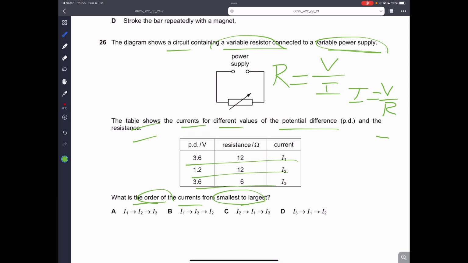I have done the math for you, so I1 is going to equal 0.3, I2 is going to equal 0.1, I mean, 2.1, and I3 is going to equal 0.6. So smallest to largest is going to be I2 first, I1 and I3, and therefore C is the correct answer.